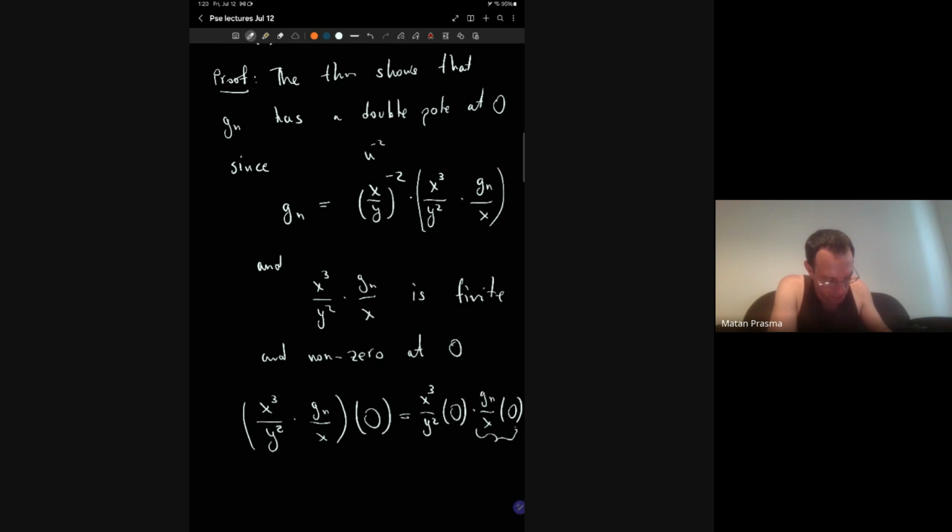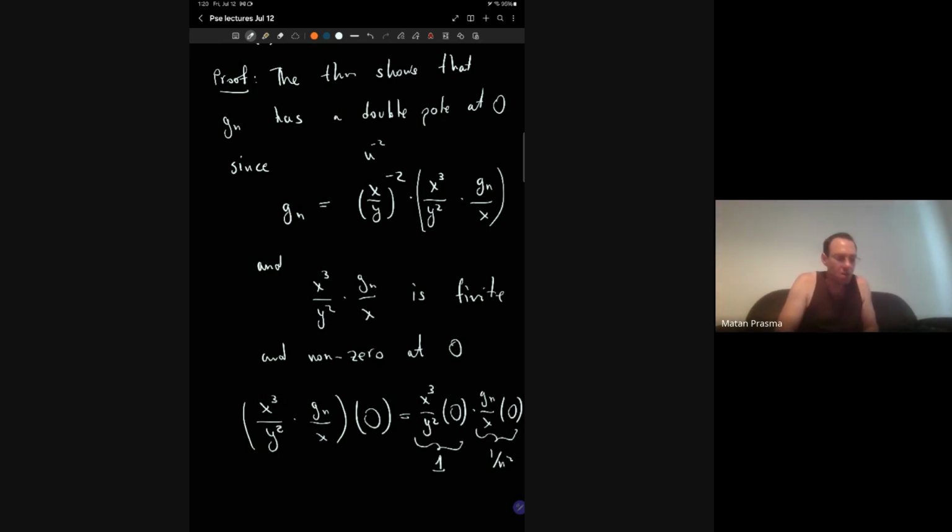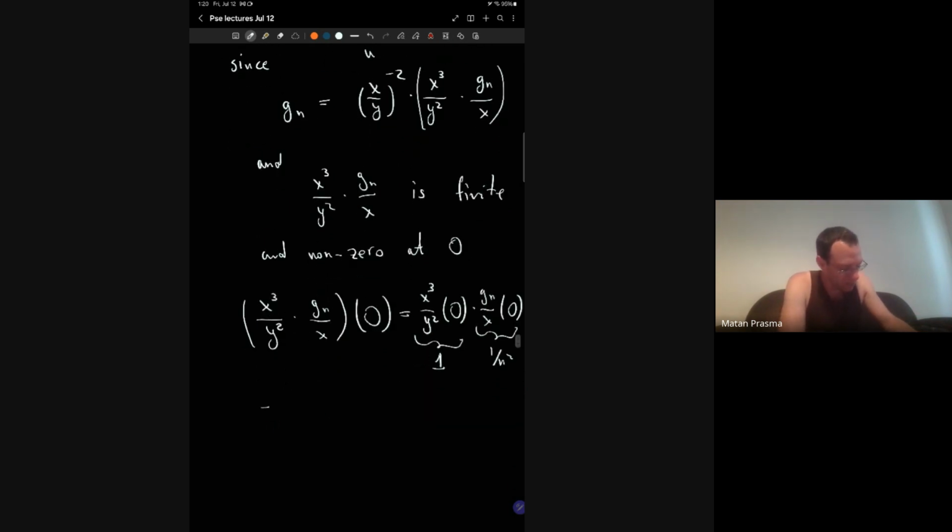This is 1 over n squared, and this is 1. You see why it is 1 there now? Yes, because each of them has degrees 2 and 3 respectively. The x is degree 2 and y is degree 3. Since you are powering them to 3 and 2, all of it is power to 6 divided by power to 6. Yeah, exactly. So this is 1 over n squared.